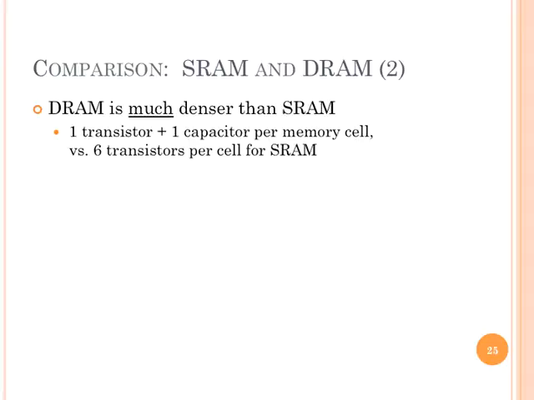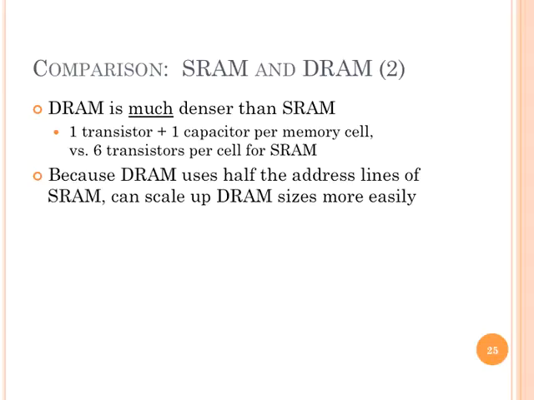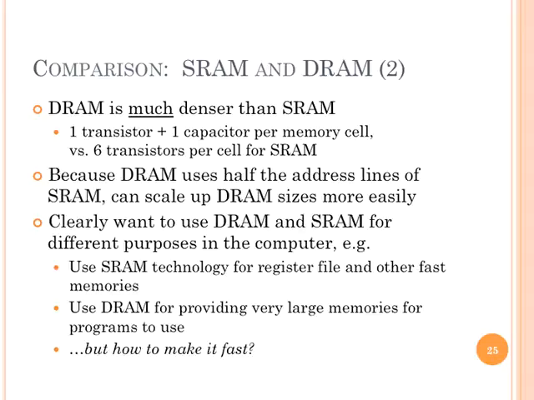Okay, so DRAM is much denser than SRAM because you're able to represent memory cells much, much more efficiently with much fewer components than you did with SRAM. Like I said here, 1 transistor plus 1 capacitor versus 6 transistors. And so you can scale up DRAM much more easily.